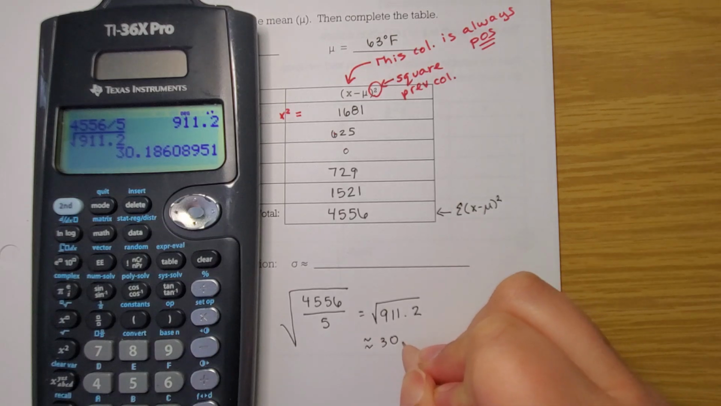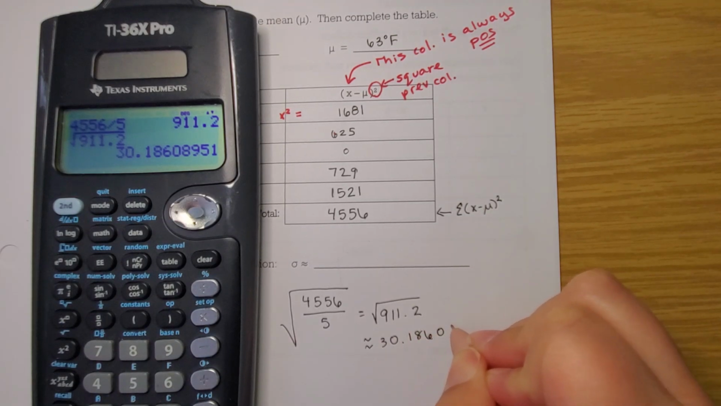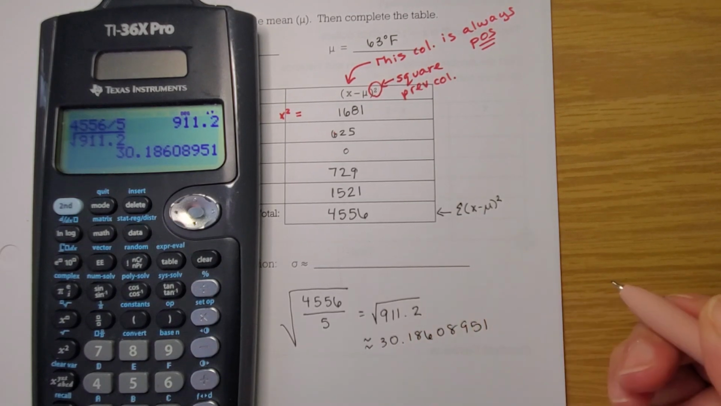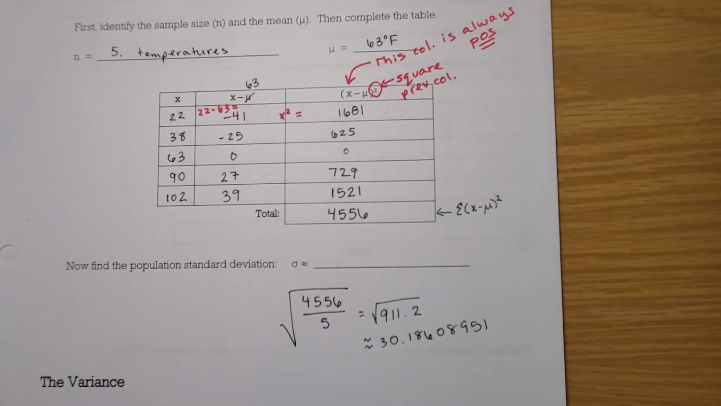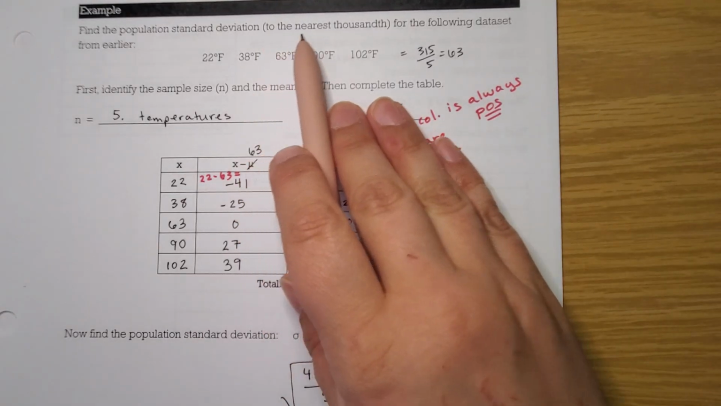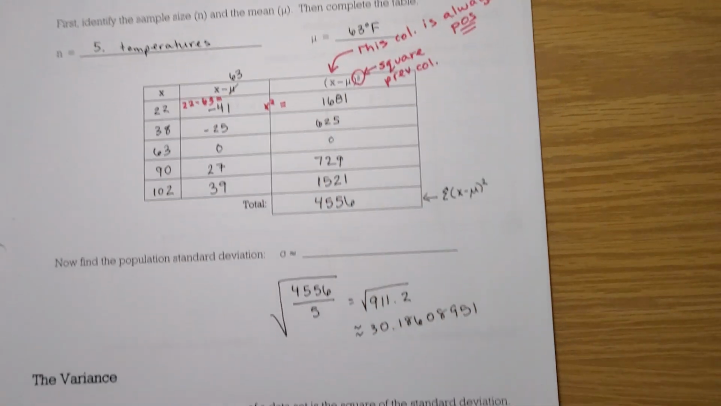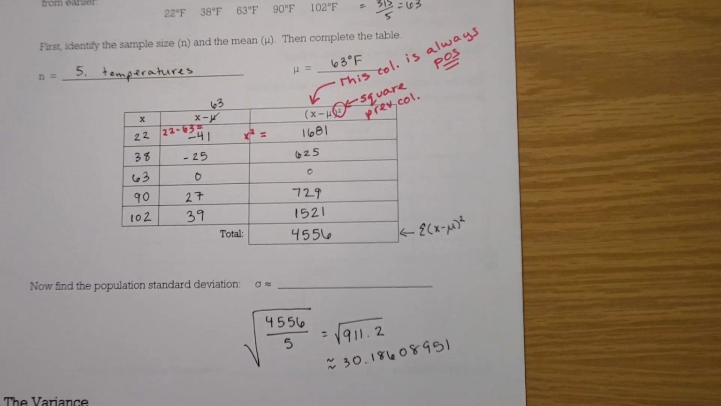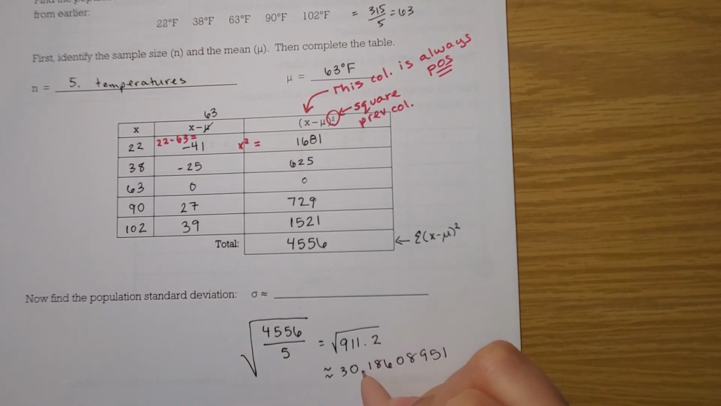So we've got 30.1860891. And if I go back up to the top in my directions, it said to the nearest thousandth. So I find where my decimal point is. So right here. That means this is the tenths, hundredths, thousandths place.